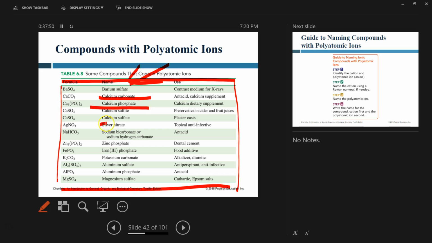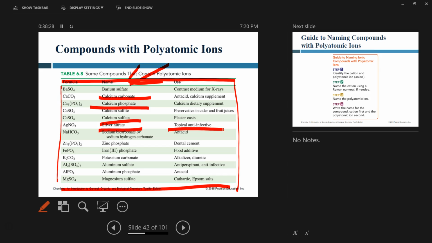Calcium sulfate is gypsum. Now, casts, when you break your arm, the old school molds, that's gypsum. Silver nitrate, okay, this, I'm sorry, bullshit. It is antimicrobial, but it stains the hell out of everything. Nobody uses silver nitrate as the topical antimicrobial. What it is used for, I think, is as a developer in photography. It is. Okay?